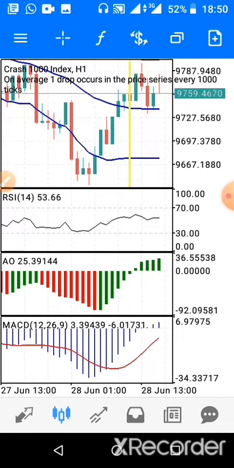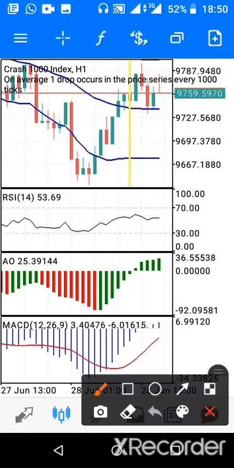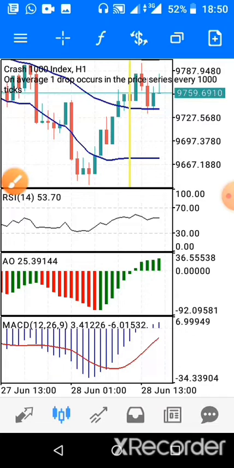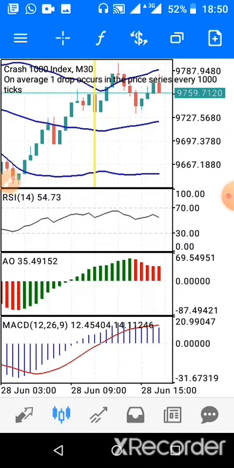So what we want is we want our Bollinger Bands on crash to reach the topmost part. As you can see, they are indicated by the yellow line there. The candlesticks reach the topmost part of the Bollinger Band right there, where there's a dot. That's where the candlesticks reached. And once the candlesticks reached there on the H1, I went to the H30 to check if the same thing happened. And the same thing happened.